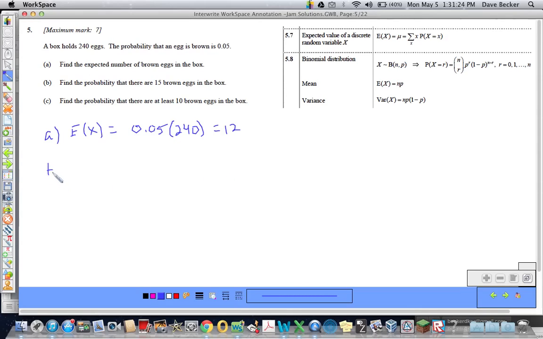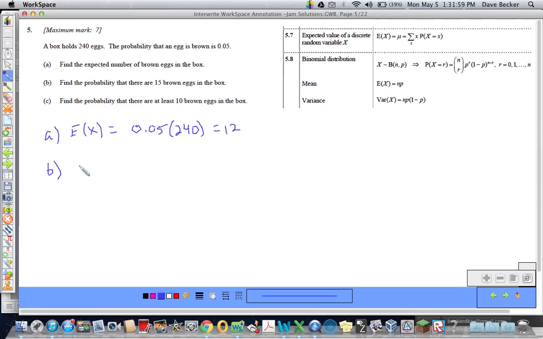Now part B. Now things get a little bit dicey. Find the probability that there are 15 brown eggs in the box. You have to recognize that there's only two possibilities here. Either an egg is brown or it is not brown. And that screams binomial distribution. So there's two ways to go about this. First is with binomial distribution.